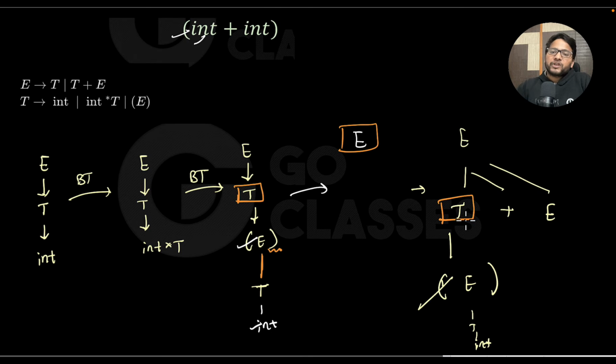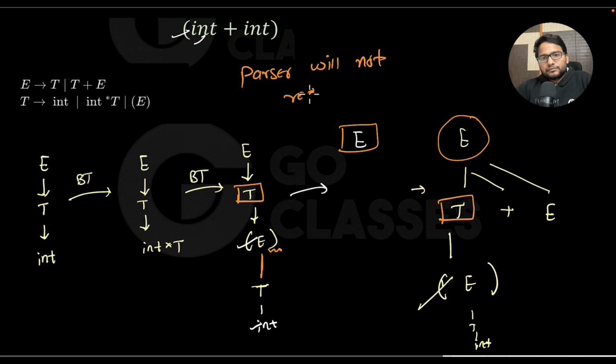It means that let me just backtrack at E. Now E also you have tried everything. So this E will say, okay, I have tried everything. Now this production is not working, this production also not working, and the earlier production was also not working. So E will also return false. That's why this will not even get parsed. So the parser will not recognize this.